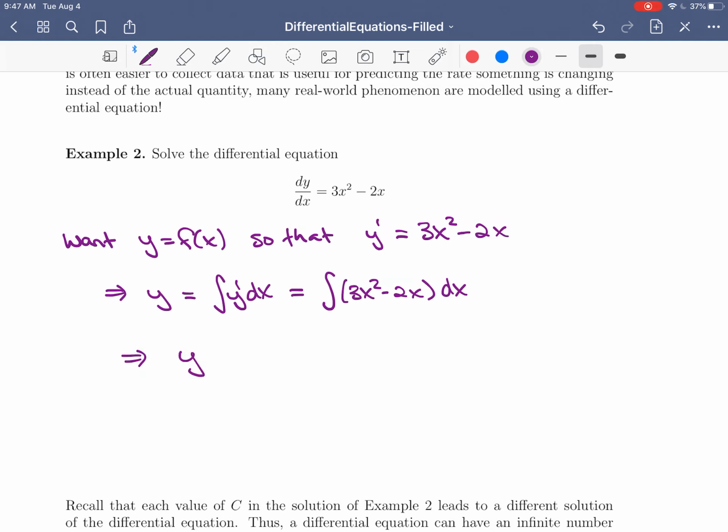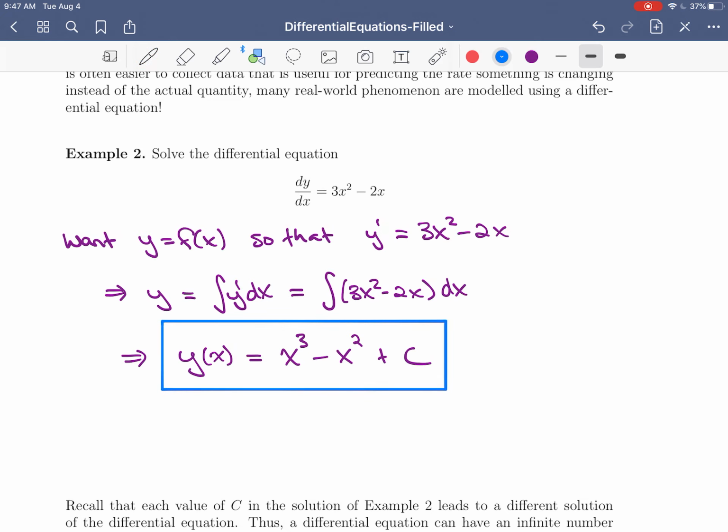Then I find that my y, or y of x, as a function of x, is going to be x cubed minus x squared plus some constant of integration. Now notice that with this c here, there's infinitely many solutions for y, because we have one for each c.